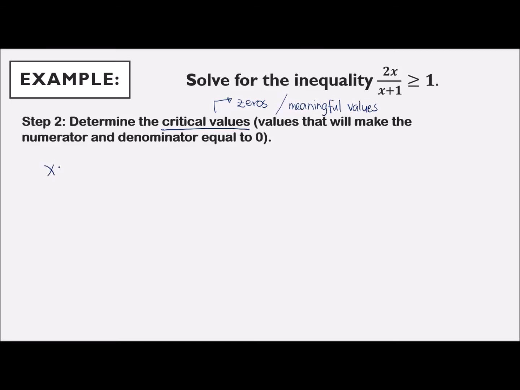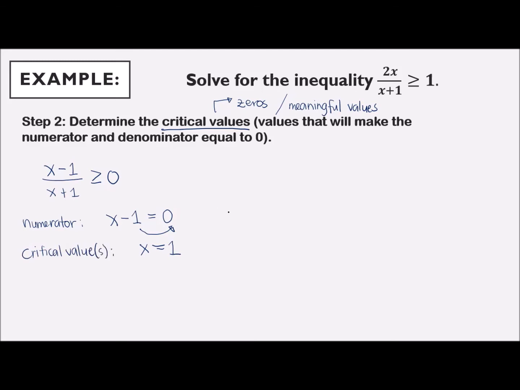So, gamitin natin yung ginawa natin kaninang single fraction. So, x minus 1 over x plus 1 is greater than or equal to 0. So, sabi, kunin natin ang numerator. So, sa numerator, ang numerator natin ay x minus 1. Okay, equate natin kay 0. Bakit? Kasi kailangan natin kunin yung zeros o yung value ng x. So, lilipat natin si negative 1, magiging x is equal to 1. Okay? Now, this x is equal to 1 is what we call now the critical value.